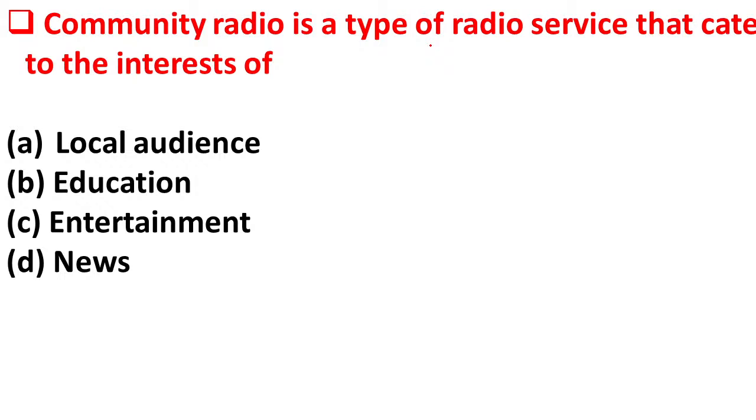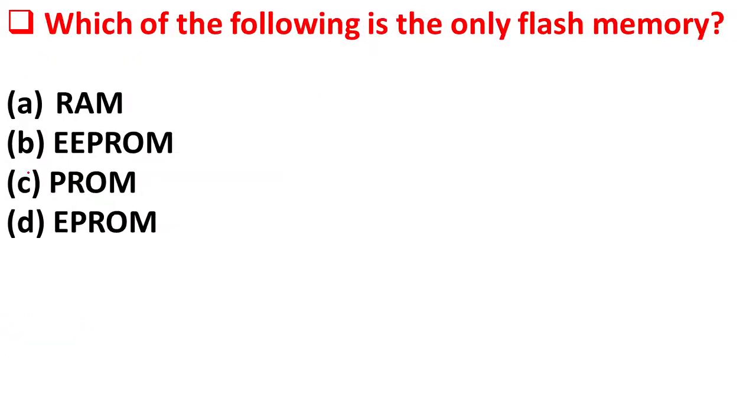So the next question is, community radio. It is a type of radio service that caters to the interests of option A, local audience, option B, education, option C, entertainment, option D, news. So community radio, it is a type of local audience. Option A is correct.